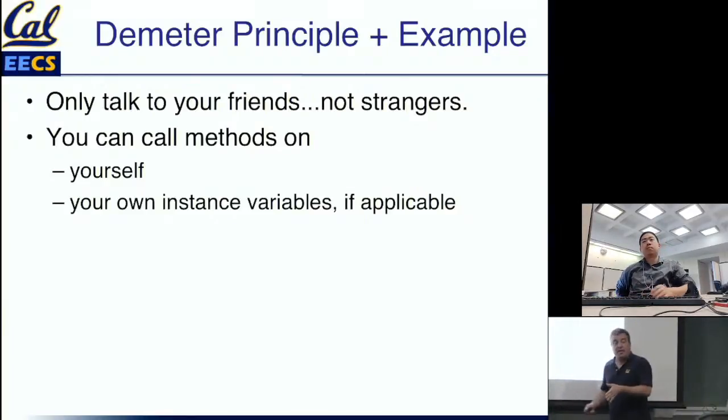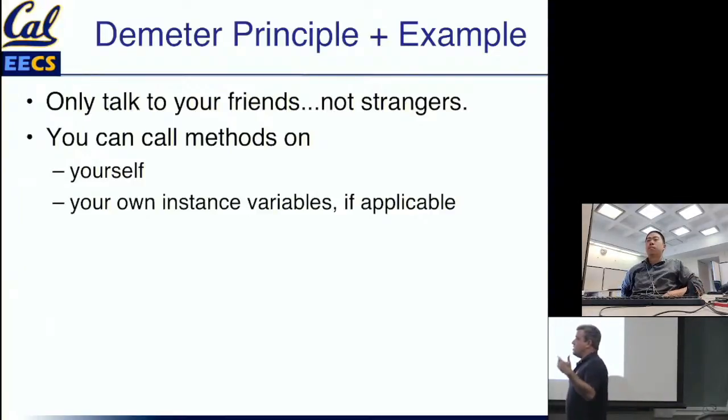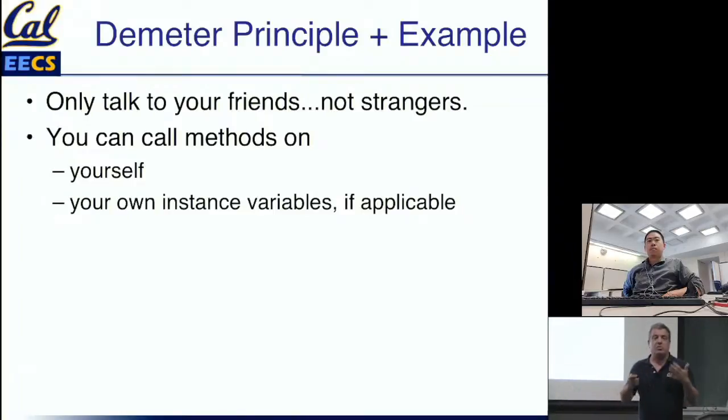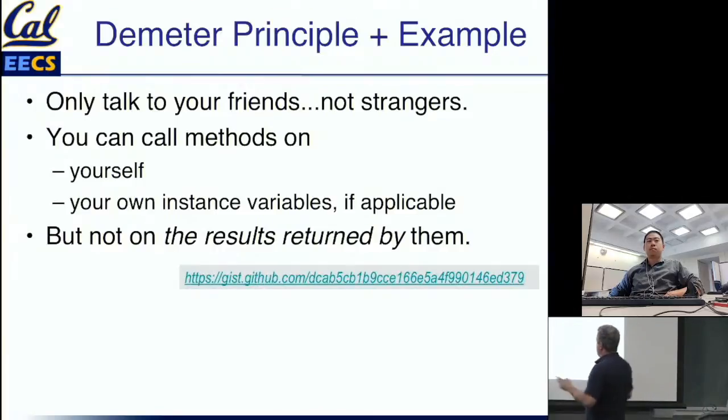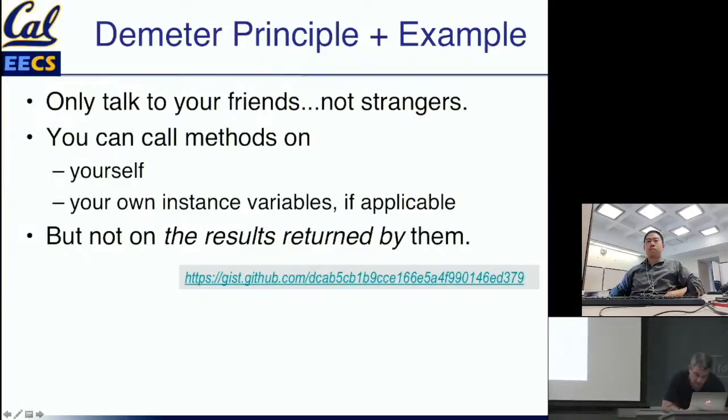If the object has components within it, right? So in our example before, where we redid the square example, where inside the square one of its components was a rectangle, well, that's cool. That implies that there's actually a certain level of intimacy between the square class and the rectangle class. So you can call methods that you know about on your own instance variables. But that's it. You can't call methods on the results returned by those things. And I'll show you, again, the gist is on GitHub, but I'll show you the actual code on the screen because it's easier to read.